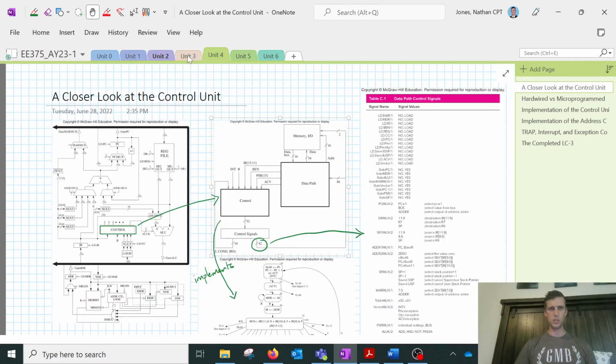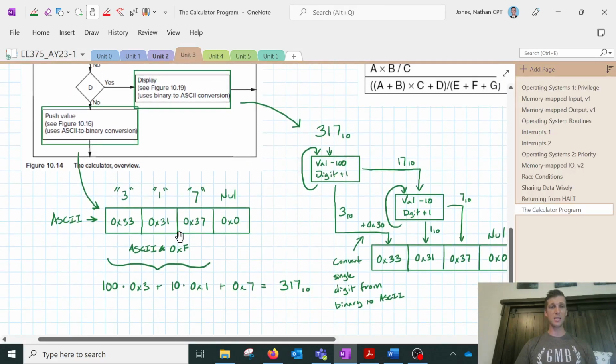Okay, so in converting ASCII to binary, I've got my ASCII characters stored in memory here. 3 is ASCII hex 33, 1 is ASCII hex 31, 7 is ASCII hex 37. I've got my null terminator that marks the end of that string. So converting this into an integer amounts to masking off the top 3, so I'm just keeping the lower bits here. In this case, hex 33 becomes hex 3, hex 31 becomes 1, hex 37 becomes 7, and then I just multiply by the correct value of 10 and add them up.